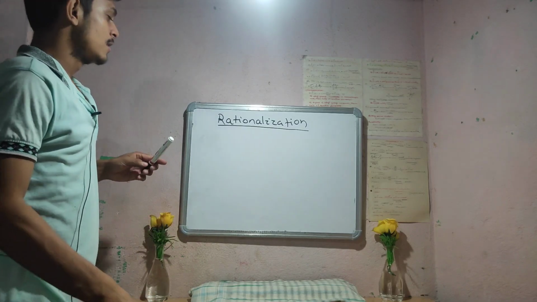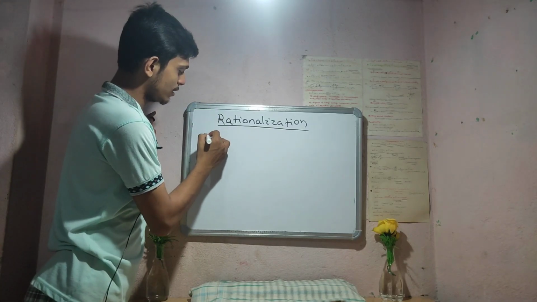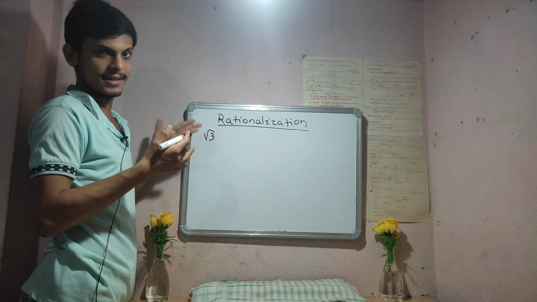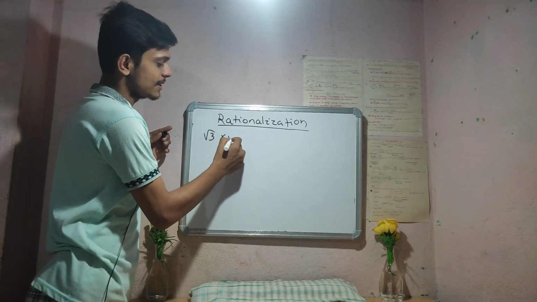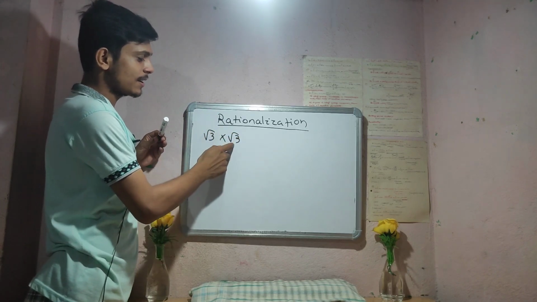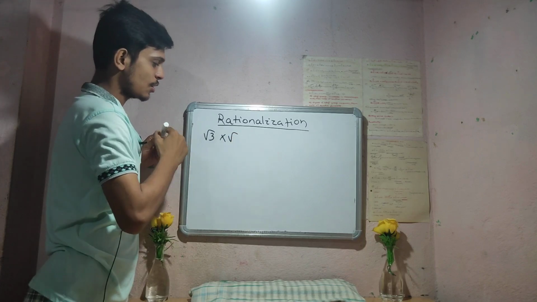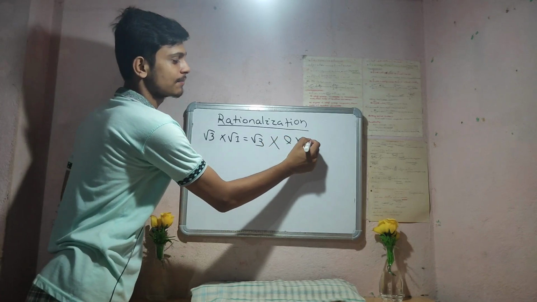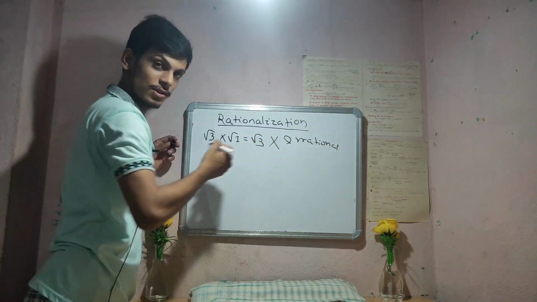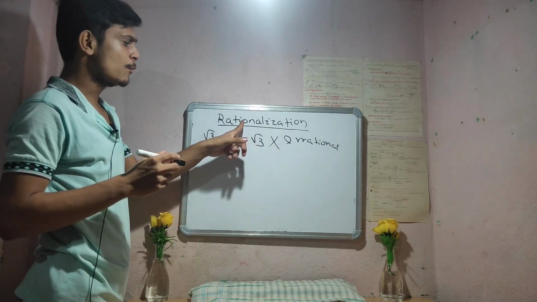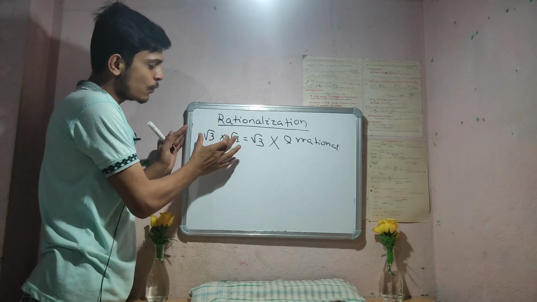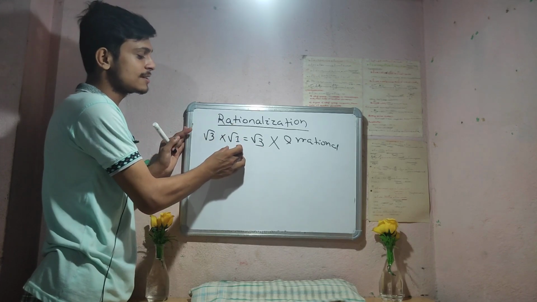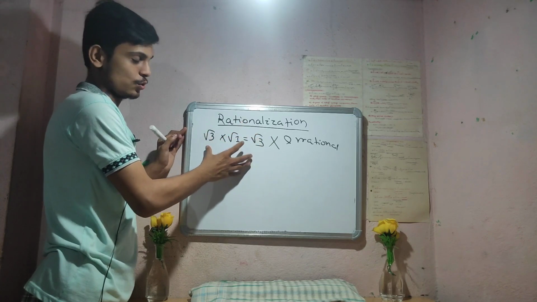Suppose a number is the square root of 3. This is an irrational number. But how can we rationalize it? Rationalize means make it a rational number. If I multiply by the square root of 1, it becomes the square root of 3. It is irrational. Yes or no? We have to make it rational, which means we multiply by some number so that we get a rational number.